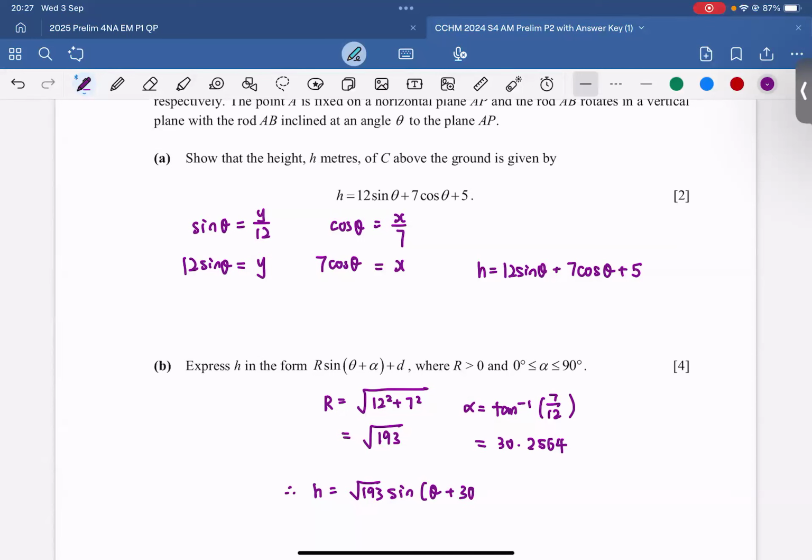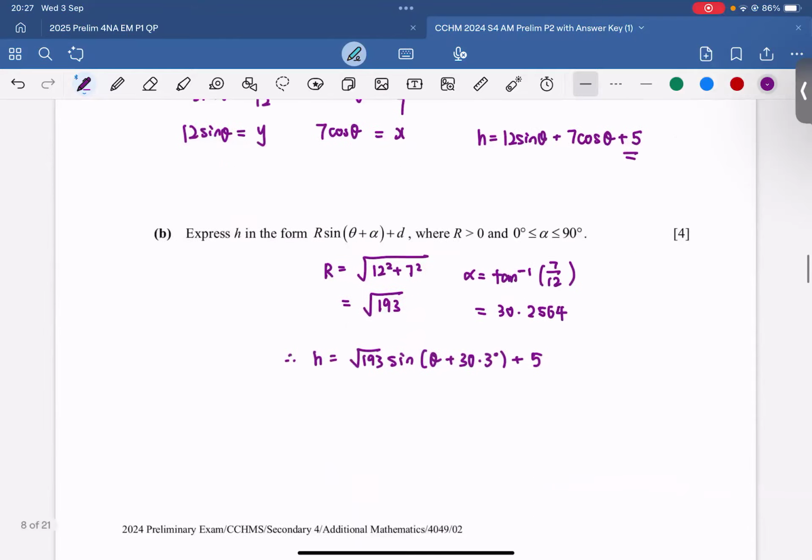Okay, this one you round to 3 significant figures because this is an answer. Then this d is actually this 5. Okay, this part was quite well done actually.